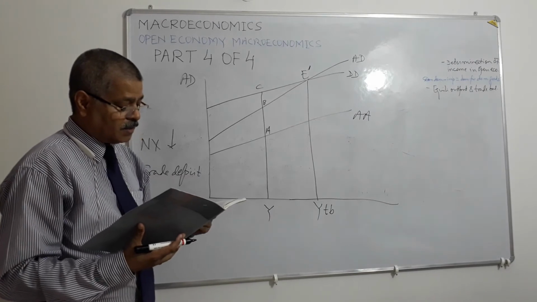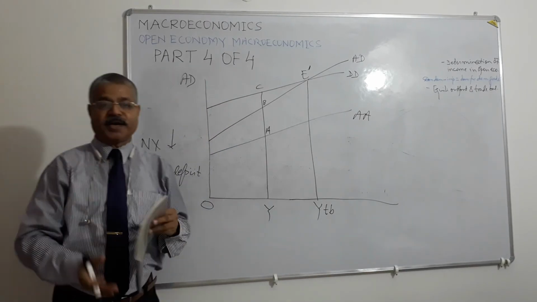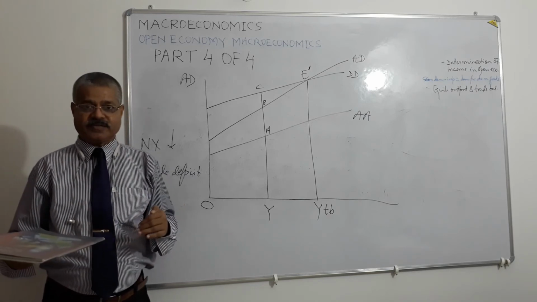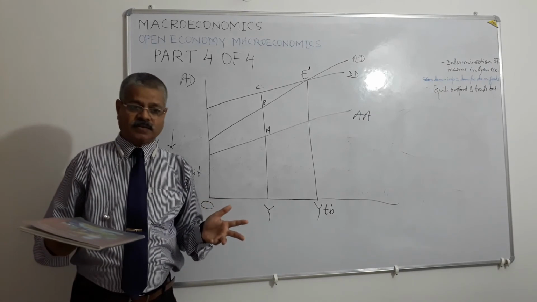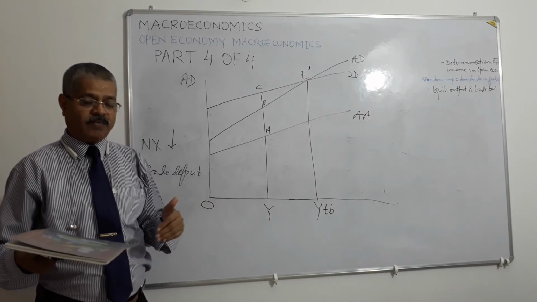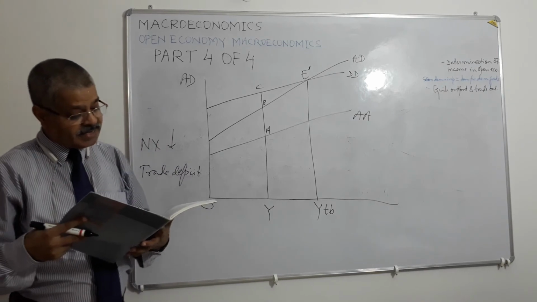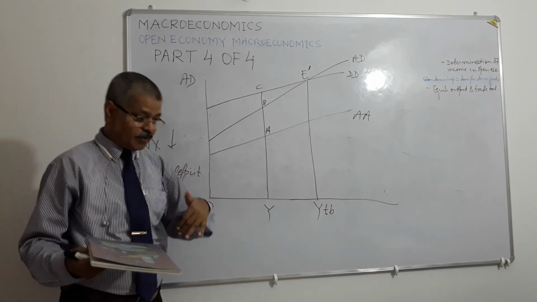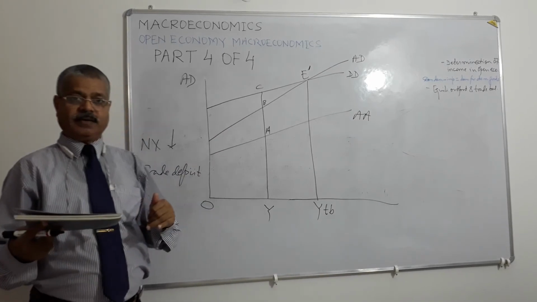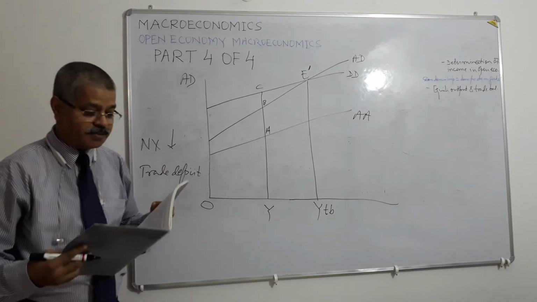Then what happens when there is increase in foreign demand? When there is increase in foreign demand, then our output increases, our exports increase, our income increases, and when our exports increase, our trade surplus increases, right? And if there is decline in foreign demand, then output will decline, exports will decline, and trade surplus will decline, or it will go into trade deficit.